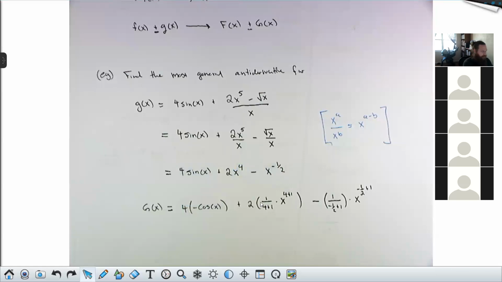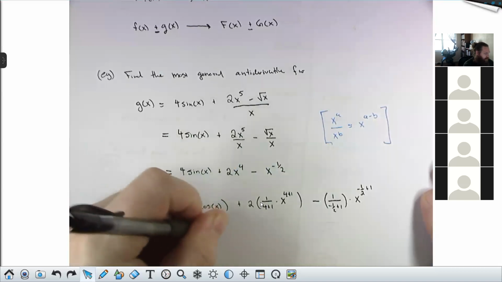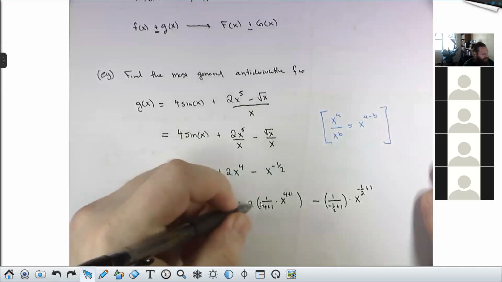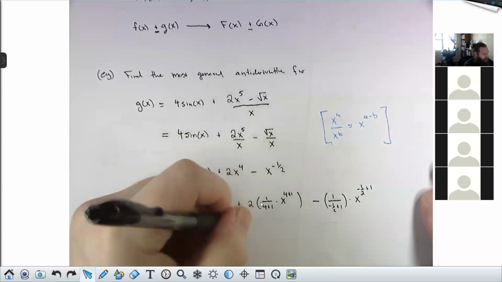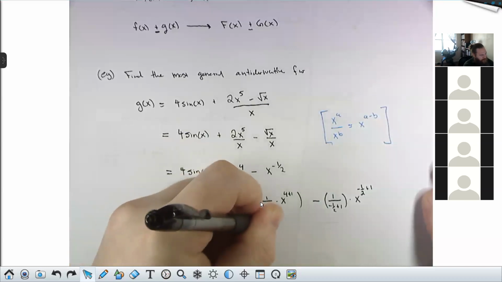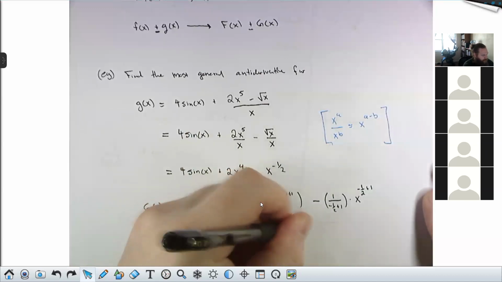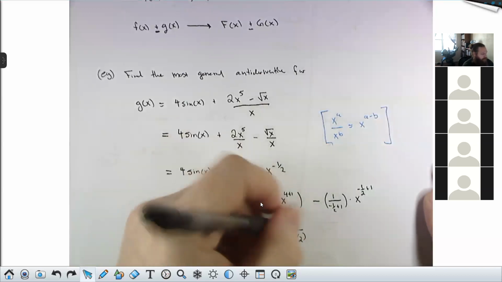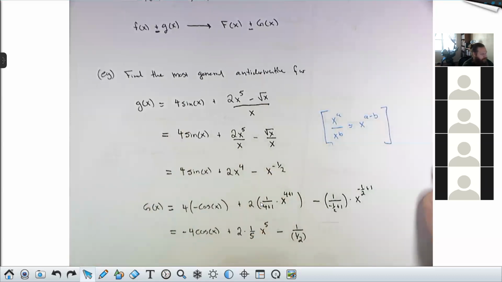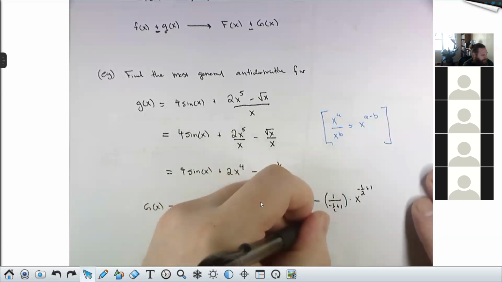Oh, we can simplify this. This is negative 4 cos x plus 2 times 1 over 4 plus 1 is 1/5. So this is 2 times 1/5 x to the 5 minus negative 1/2 plus 1 is positive 1/2. So I'll write this as 1 over 1/2. And I should put the bottom in parens like that. And if we want to, we can leave the big parens around the outside, but we don't need them. And then x here is being raised to that same thing, negative 1/2 plus 1, which is positive 1/2.